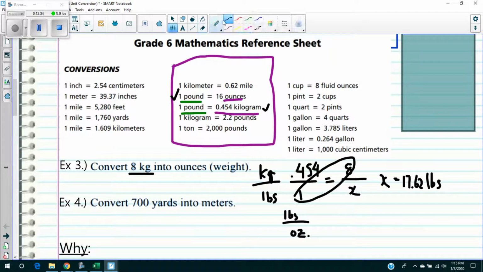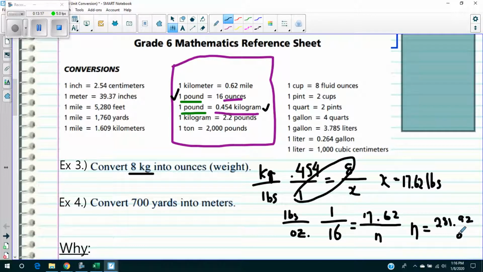So what was I doing? If 1 pound is 16 ounces, right? That's the standard. 17.62 pounds is how many ounces? So I'll use a different letter. Let's try that out. 17.62 times 16 is 281.92. What are they asking for? Ounces. Okay, and that's the answer.